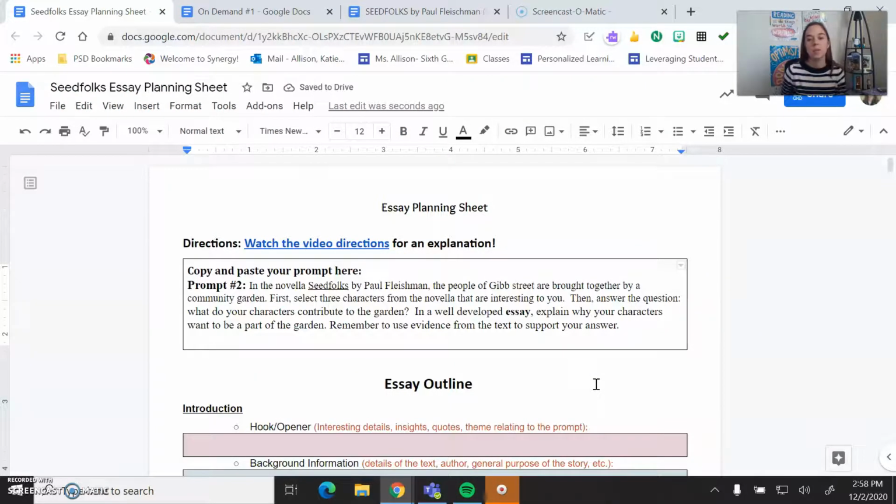So here we have prompt number 2, and I'm going to read that to myself for a moment to remind myself, what am I writing about while we're going through? Okay? Awesome. So I know that I'm going to be writing about how each character contributes to the garden. It's asking me to pick 3 characters and then 3 quotes for each character. So I'm going to go ahead and work through that on the outline below.